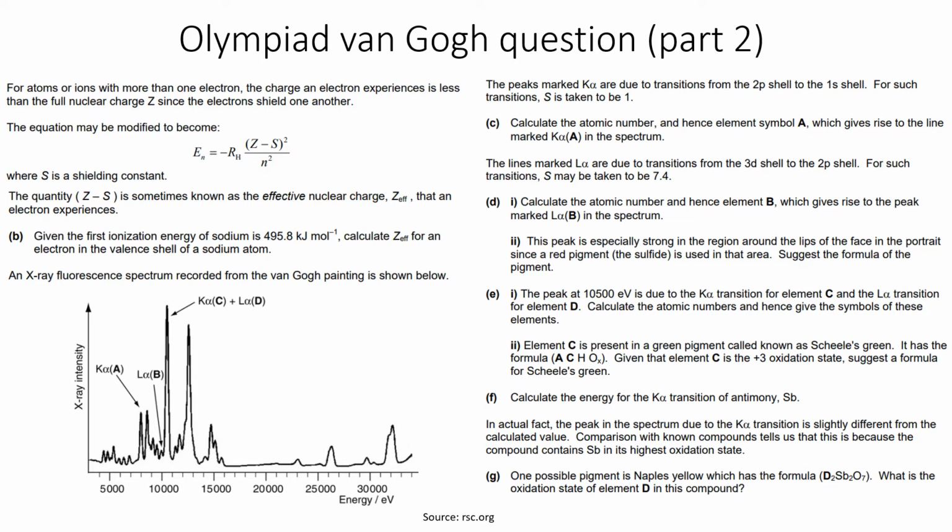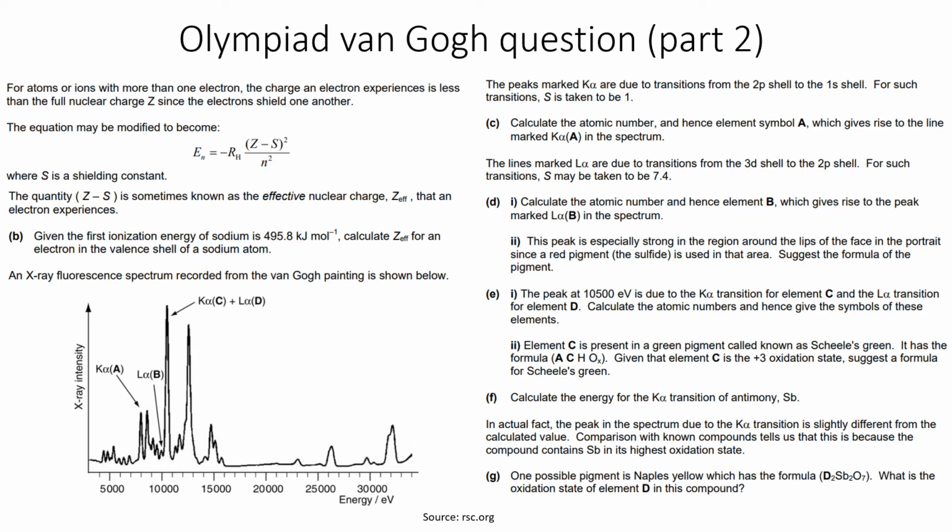And then ultimately we're going to have to solve for the atomic number. So that Z minus S is going to become Z minus 1 because we're told in the question that the shielding constant S is 1. And actually the question goes on very much like this. It's a little bit repetitive actually.